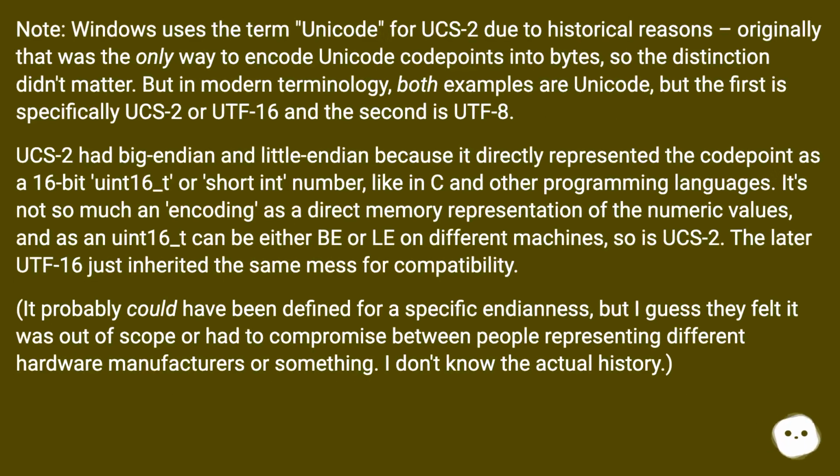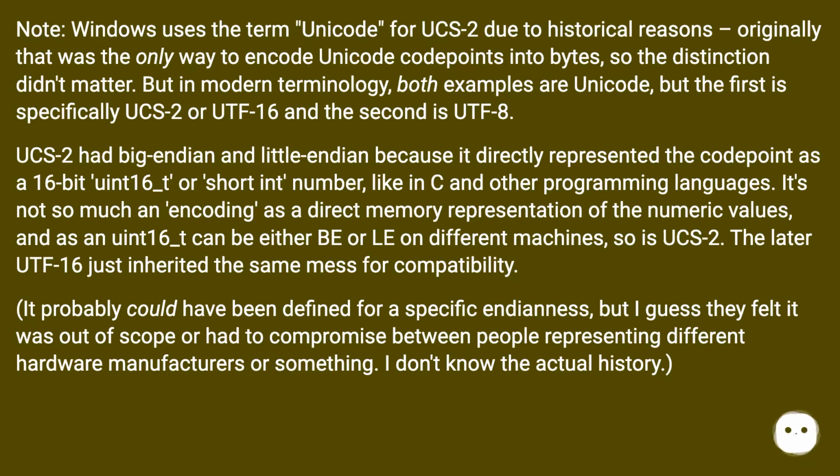Note: Windows uses the term Unicode for UCS2 due to historical reasons. Originally that was the only way to encode Unicode code points into bytes, so the distinction didn't matter. But in modern terminology, both examples are Unicode, but the first is specifically UCS2 or UTF-16 and the second is UTF-8. UCS2 had big Endian and little Endian because it directly represented the code point as a 16-bit uint16_t or short int number, like in C and other programming languages.